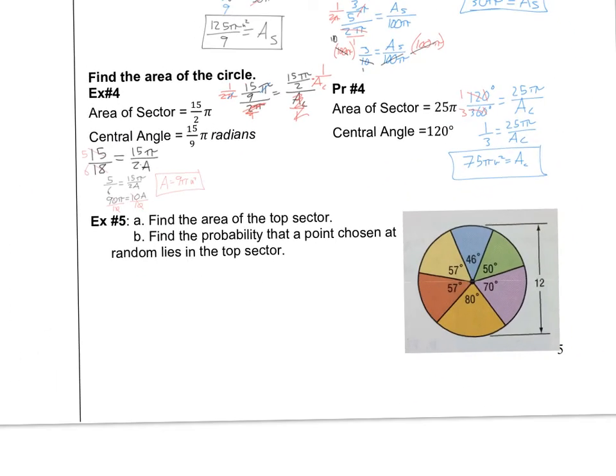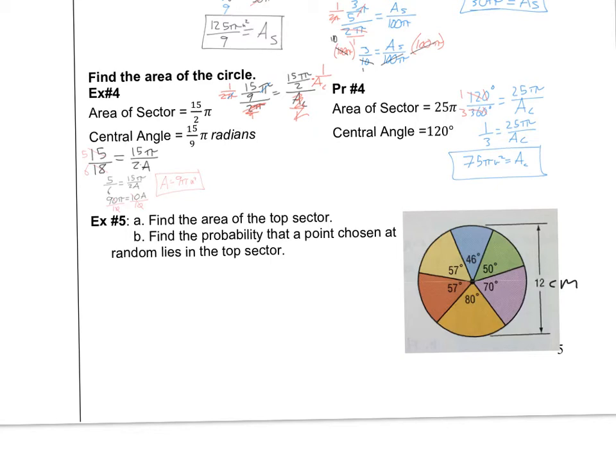All right, last one here. We have maybe a pie graph you could call this. And we want to know the area of the top sector if the diameter is 12. And let's make it interesting here. Let's go ahead and give it a distance. Let's say that this is 12 centimeters.